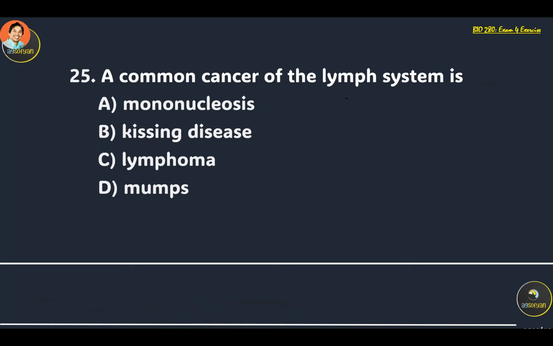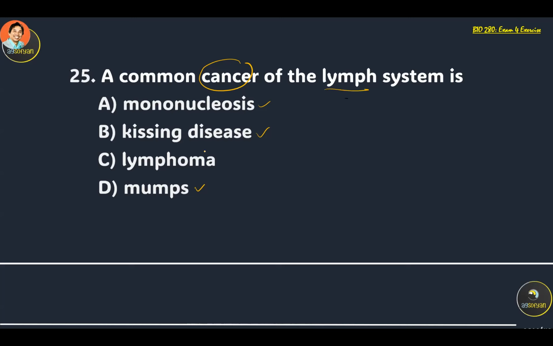A common cancer of the lymph system is A, B, C, D. Okay, it's a cancer. There's a virus that can cause mononucleosis, which is called the kissing disease. And also can cause mumps, which is swelling of the salivary glands. And this virus can also cause or stimulate cancer of the lymph system.